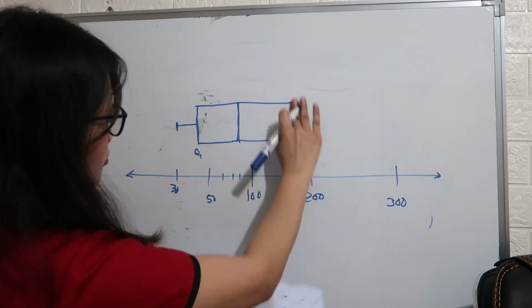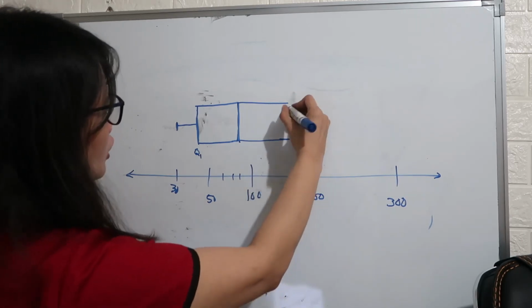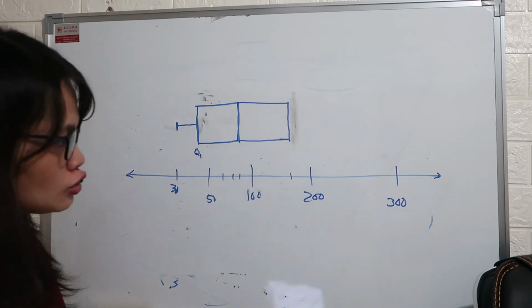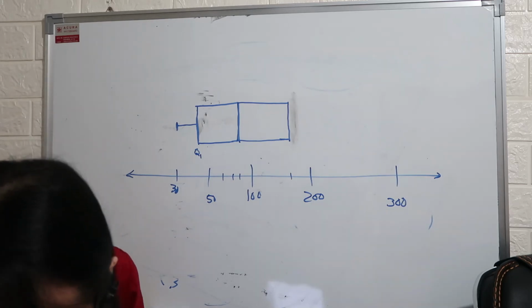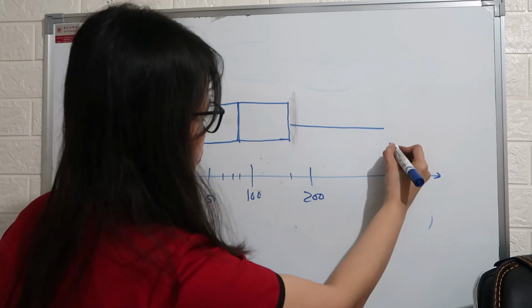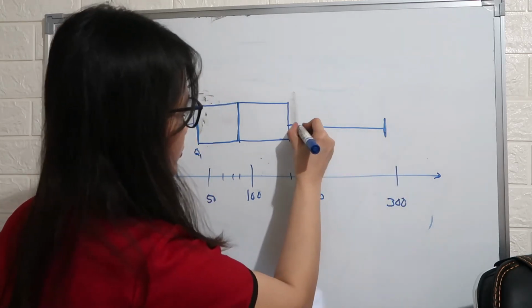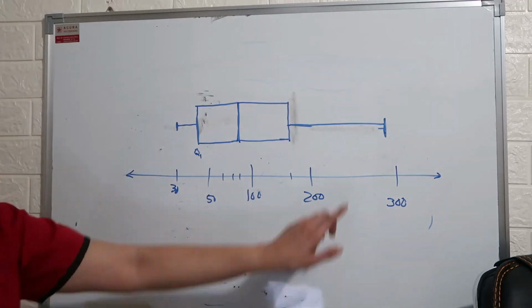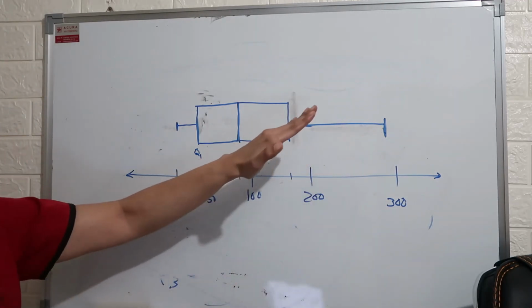Ipa-plot lang using the number 9. Just plot it using the number 9. Okay? And then your maximum value, the highest is 296. So more or less here. So nandito si 296. Okay. So that's it.